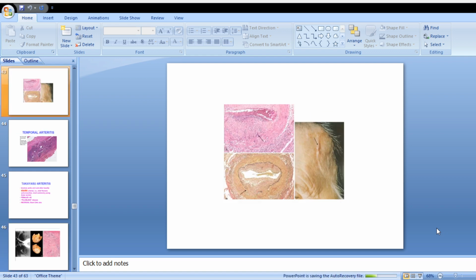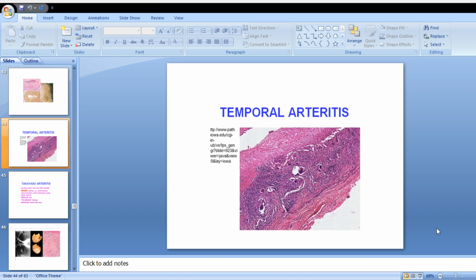In this picture we are seeing the temporal artery, and in the microscopic picture the lumen of the temporal artery is almost obliterated. Here the lumen is not seen, which means that it is completely obliterated, and granuloma formation is seen. We can see some giant cells.